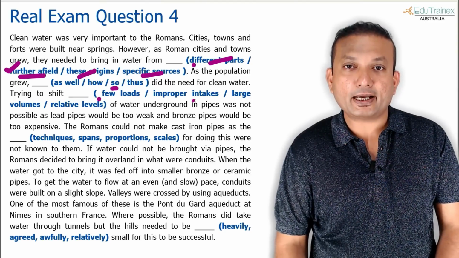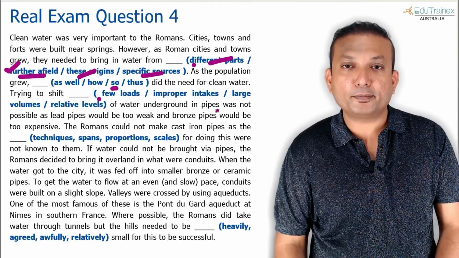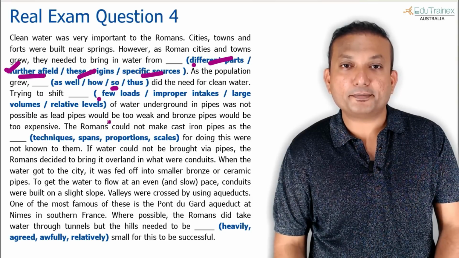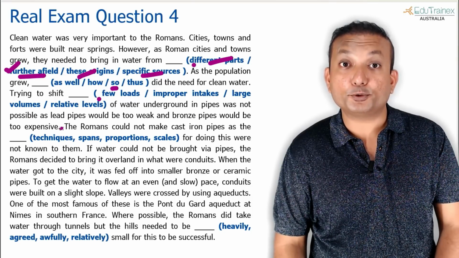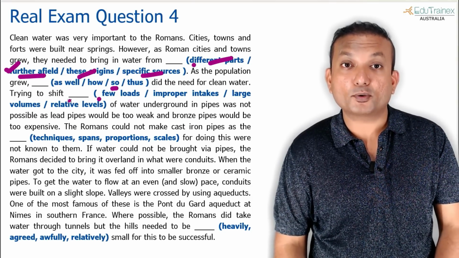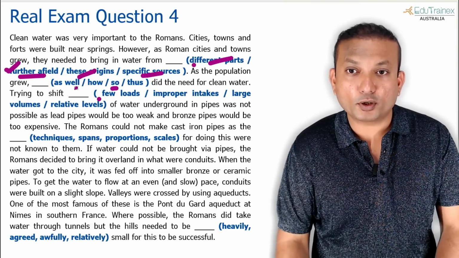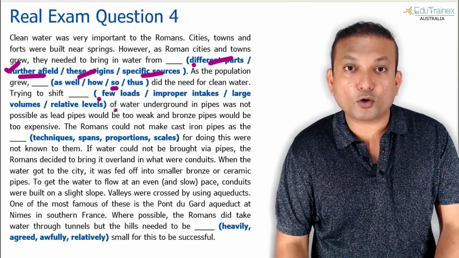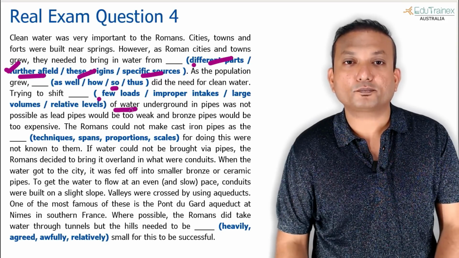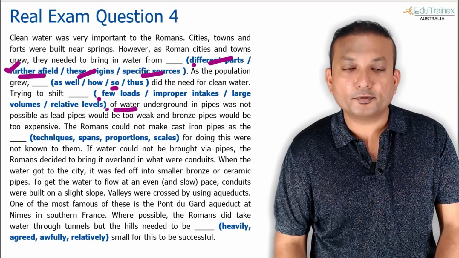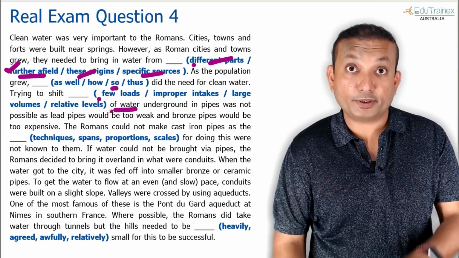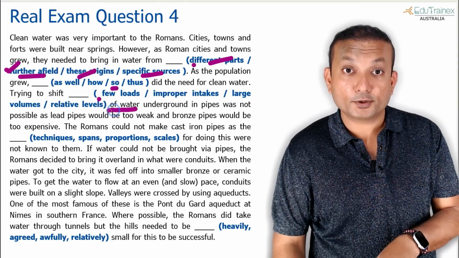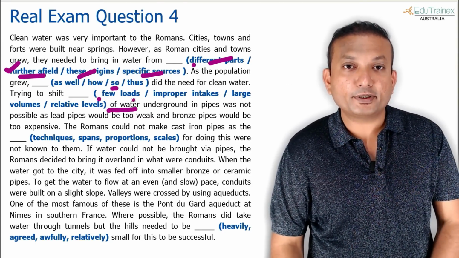Trying to shift a dash of water underground in pipes was not possible as lead pipes would be too weak and bronze pipe would be too expensive. What is it talking about? Trying to shift what? Dash of water. Okay. Any words with prepositions in the end? No, because we had the preposition of here. So we need to check. Okay. None of them have it.